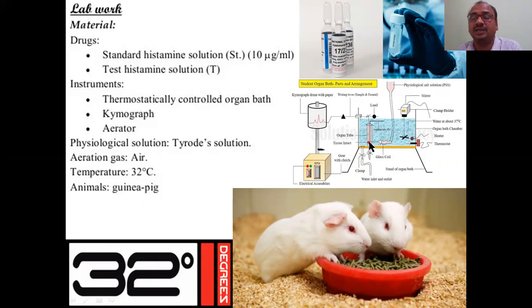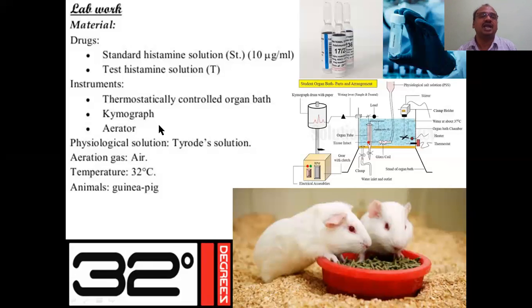This red spot is nothing but the ileum tissue. Here you give your test preparation or standard preparation. When you give it, it constricts, and you see the curve here. See my pointer: it comes like this. Here a small contraction, and there a big contraction. You will get a recording, and this height you have to measure.